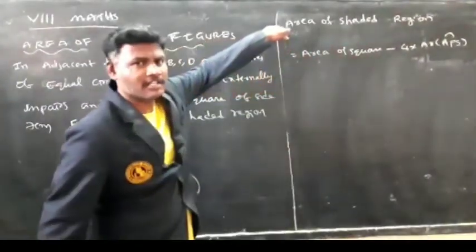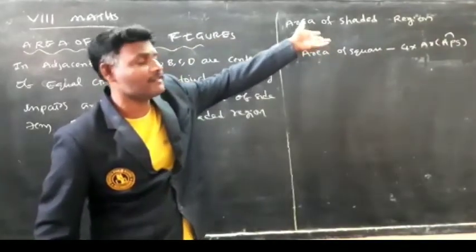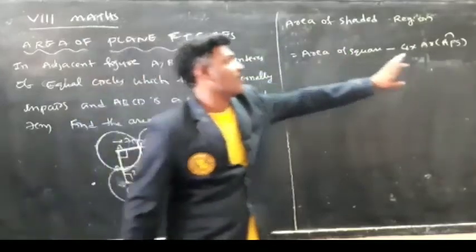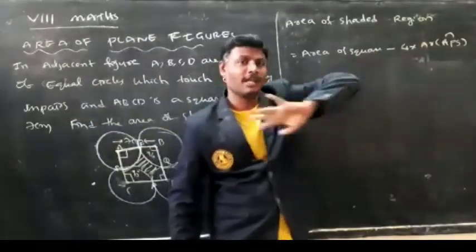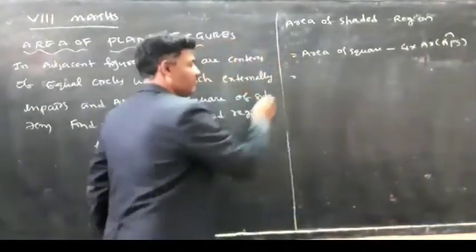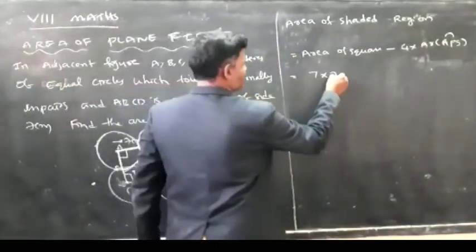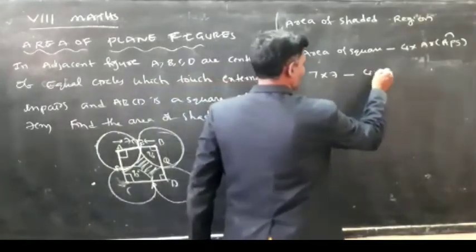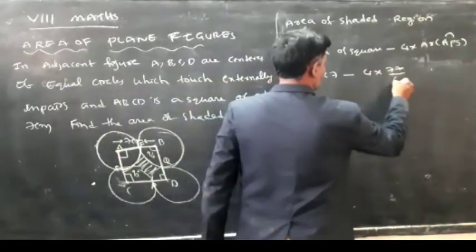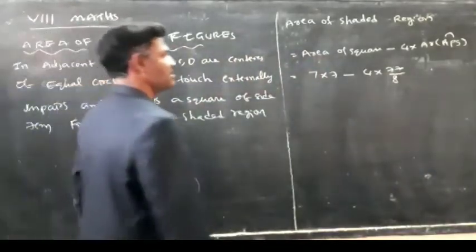Area of shaded region is equal to area of square minus 4 into area of sector APS. Why I took 4 into area of sector: because the 4 sectors are equal. What is the side of the square? 7. So it is 7 into 7 minus 4 into 77 by 8. Area of the sector is nothing but 77 by 8.